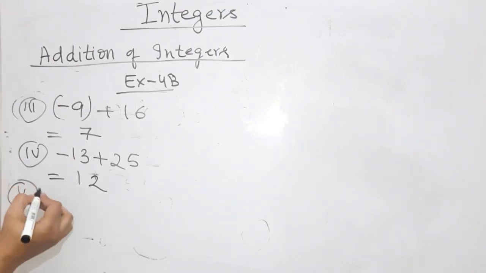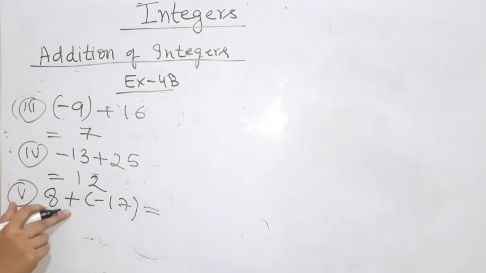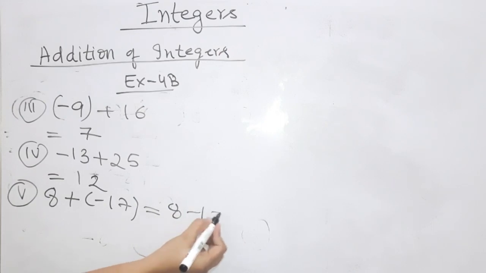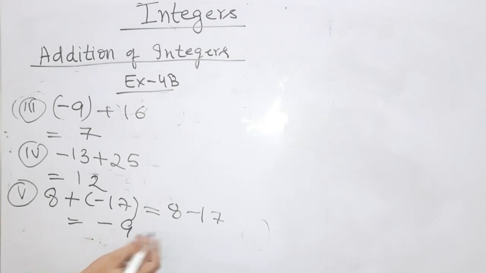Coming to the fifth option, 8 plus -17, plus minus minus, one positive one negative. What we have to do? We have to subtract and give the sign of the greatest number. The greatest number is having negative sign.